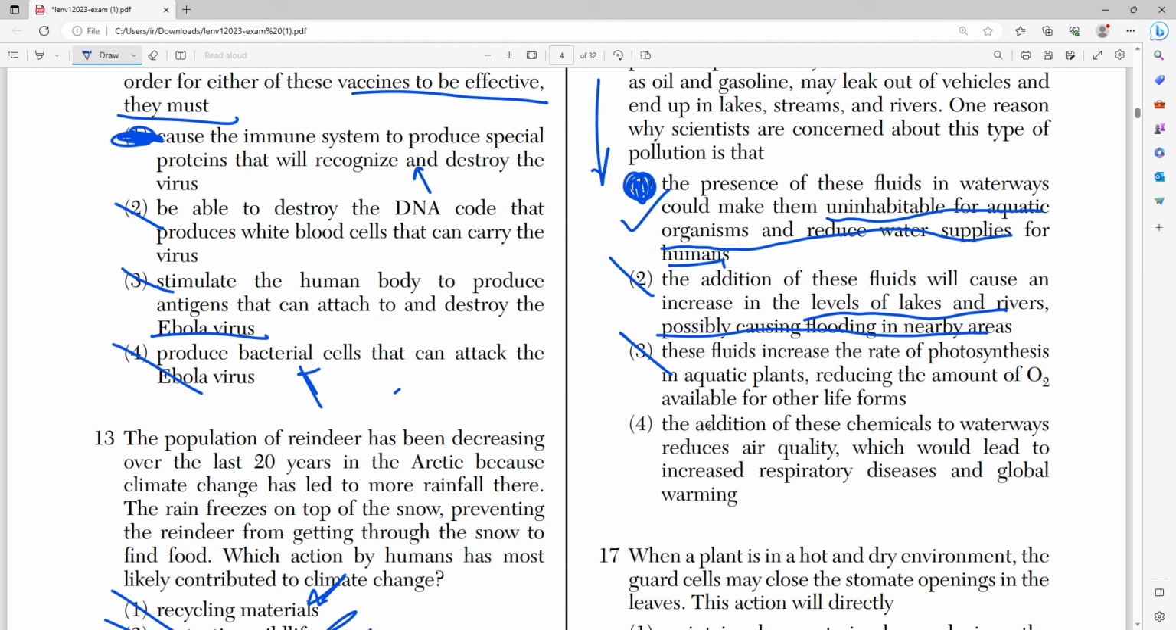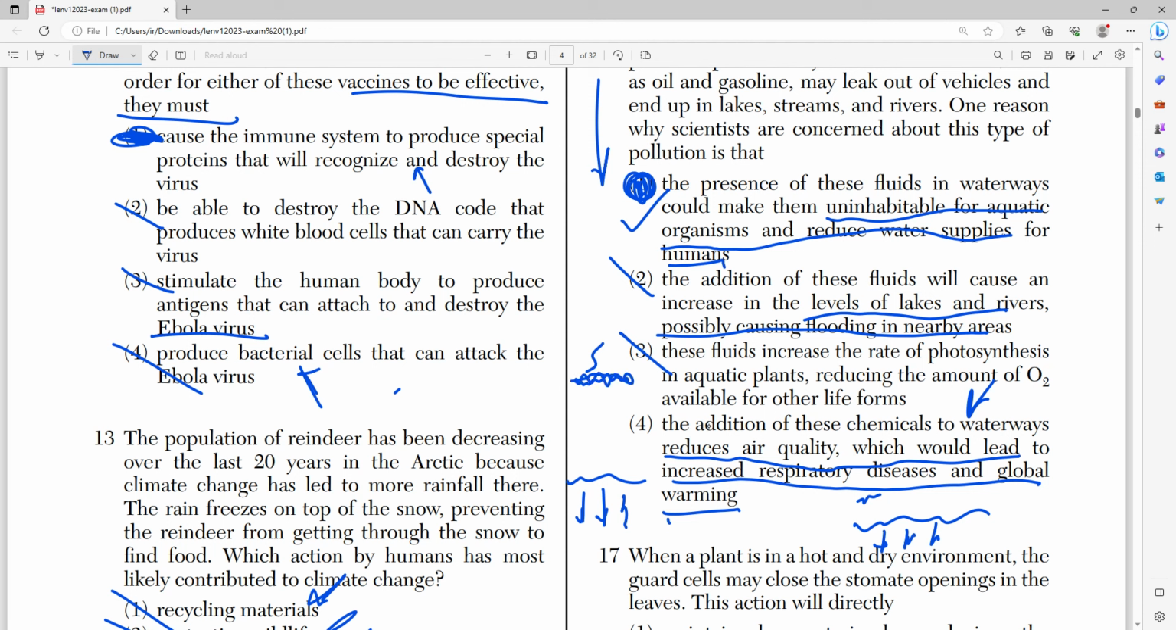And number 4 says the addition of these chemicals to waterways would reduce air quality, which would lead to increased respiratory diseases and global warming. If it's in the water, how can it get into the air? If this was smoke released by the burning of oil, or the burning of gasoline, yes. But because the oil and the gasoline are inside of the water, it's not getting to the air, so it can't possibly cause respiratory diseases, and it can't cause global warming, because you need it to be in a gaseous form in the air and not be a liquid in order for that to happen.